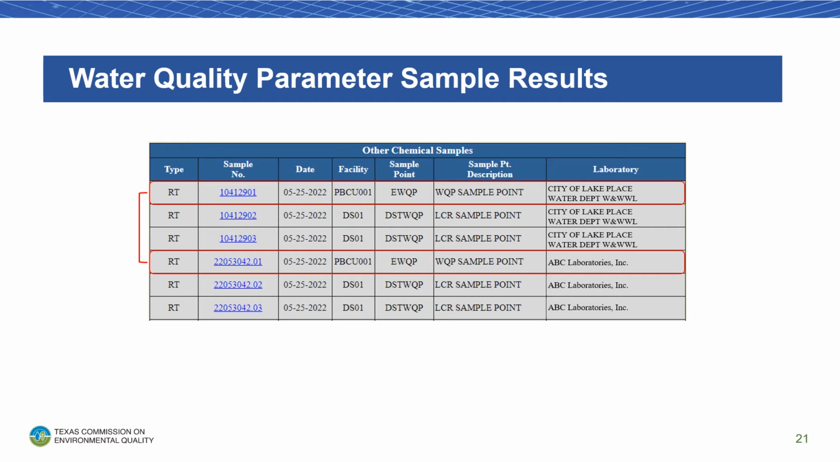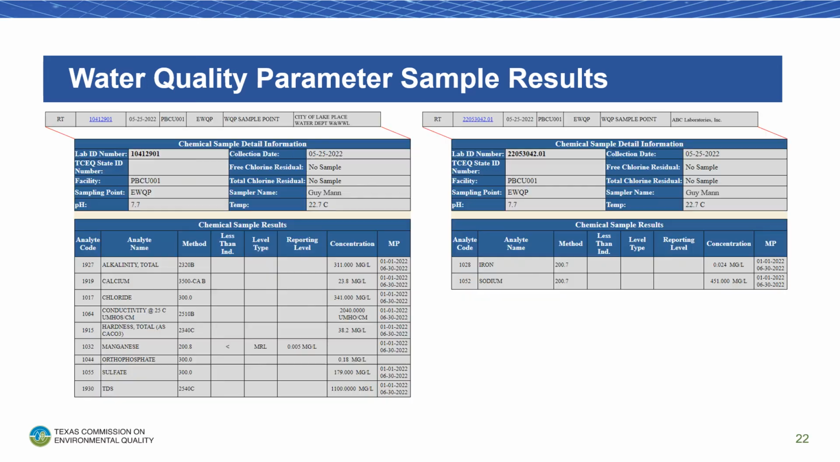In this example, both City of Lake Place Water Department's internal lab and ABC Laboratories tested analytes for each sample, so the sample has 2 entries. Click the link in the Sample Number column to view detailed results for each laboratory. In this example, iron and sodium were analyzed by ABC Laboratories, while the other substances were analyzed by the city's internal laboratory. You can confirm that the sample matches your chain of custody form by using the Lab ID number field.